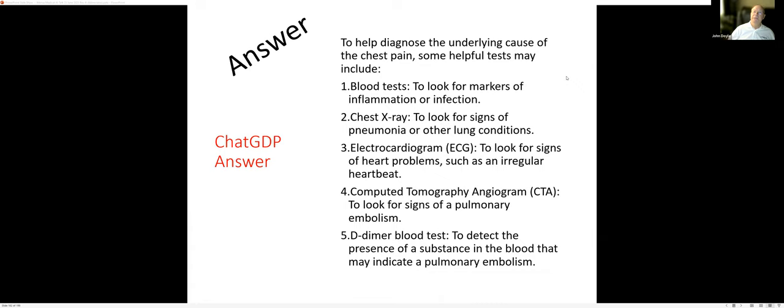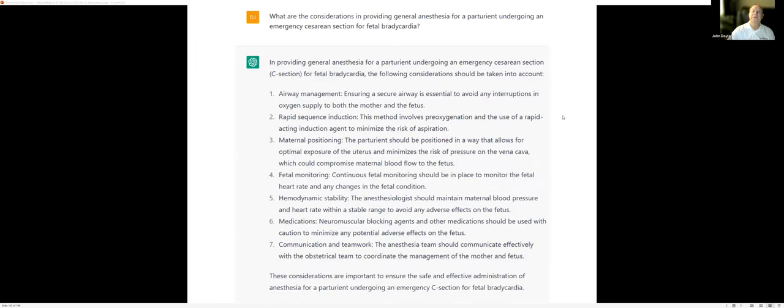It recommended some blood tests, chest x-ray, electrocardiogram, computed tomography, angiogram. You wouldn't want to do that right away, but it could be useful. And a D-dimer blood test to detect the presence of a substance in blood that may indicate a pulmonary embolism. So not bad. One of the things about ChatGPT, you can say, thanks for the blood test, what blood test would you recommend? And then it would come up with some other things if you want more elaborate details.